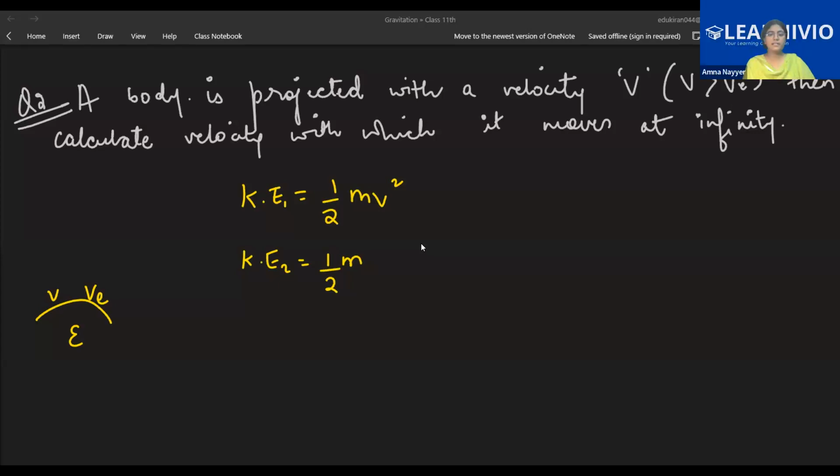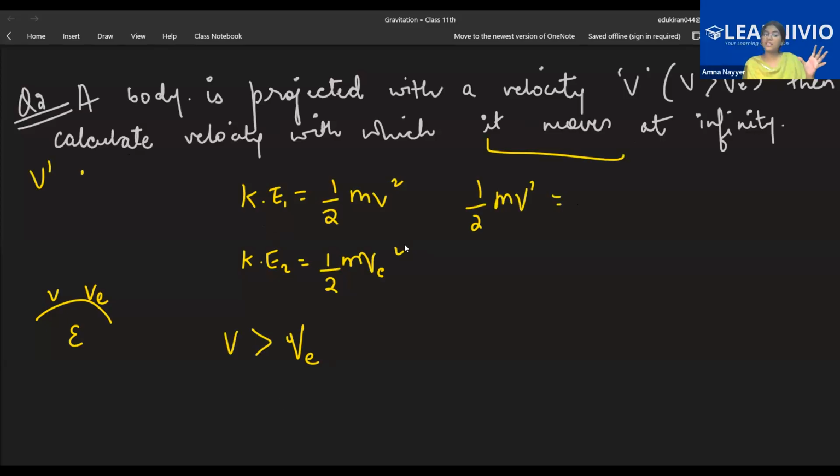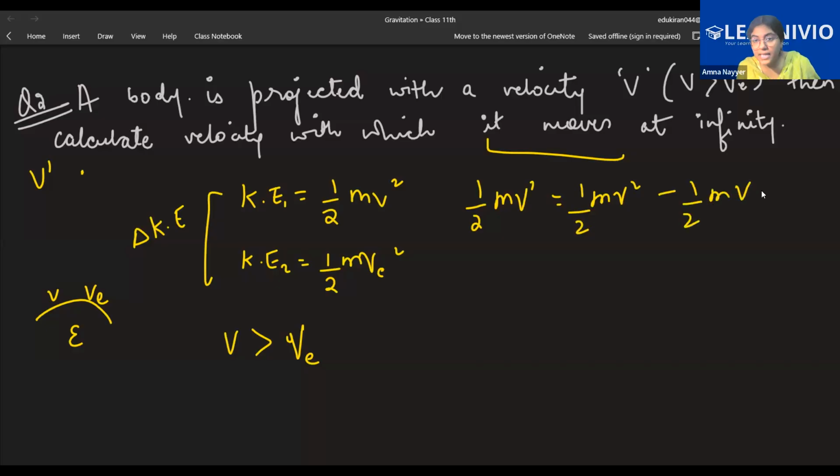Okay, so this is half m ve square. Here velocity is greater than the escape velocity, right? It is given in the question. Let's say this random velocity with which it reaches the position is v dash. So half m v dash square is equal to the initial energy. And what was the initial kinetic energy difference? This KE, this is the initial kinetic energy difference. So this is half m v square minus half m ve square.